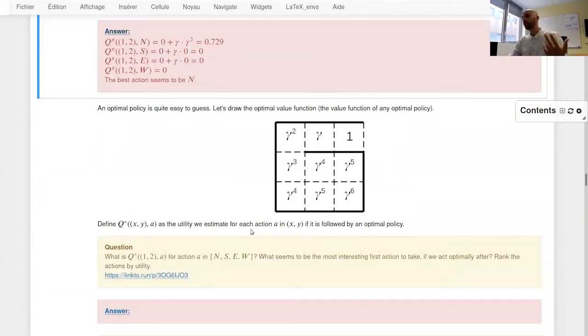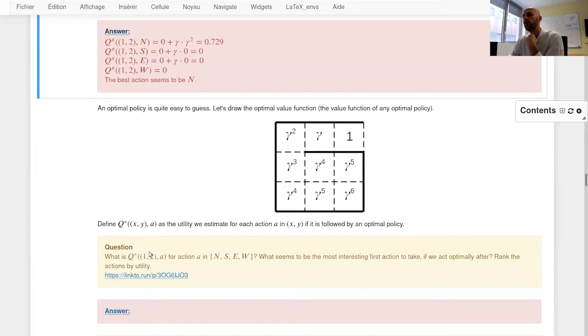So let's keep on playing with this little game. An optimal policy is actually quite easy to guess. So let's draw the optimal value function, which is the value function of any optimal policy. We can guess that the optimal value function is related to the shortest path from a cell to the exit: 1, gamma, gamma squared, gamma to the power 3, and so on and so forth. And so the furthest cell from the exit will have value gamma to the power 6.